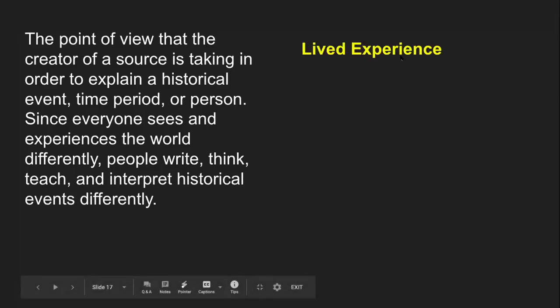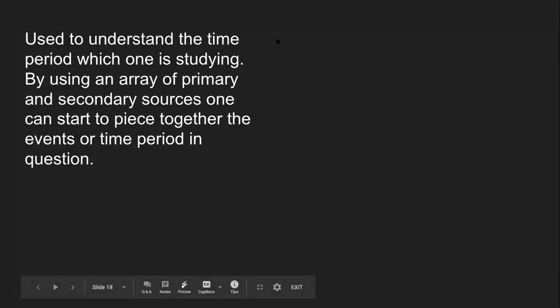Okay, so this definition is lived experience. So let us move on to our third definition. So the definition states, used to understand the time period which one is studying. By using an array of primary and secondary sources, one can start to piece together the event or time period in question.